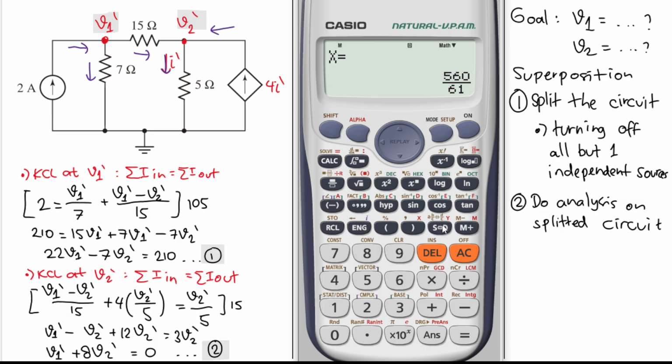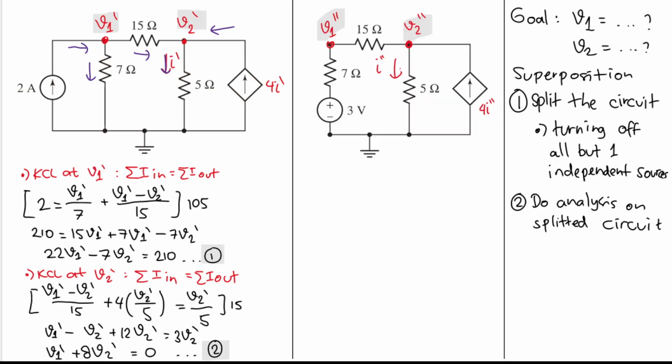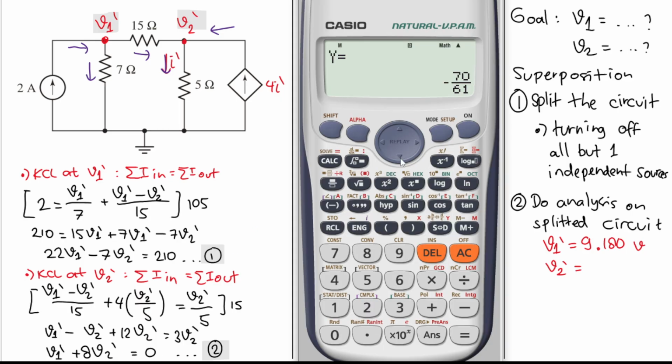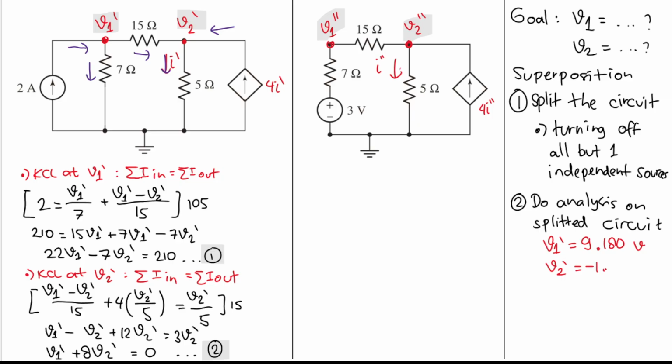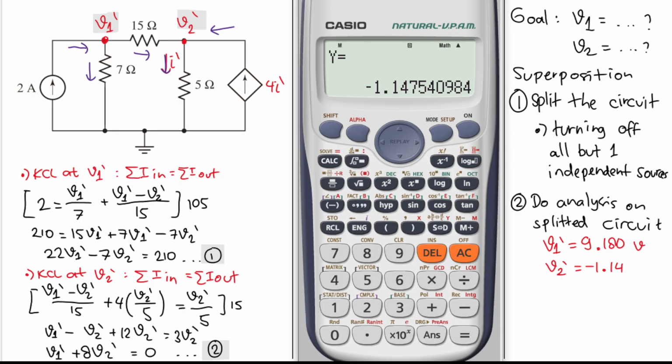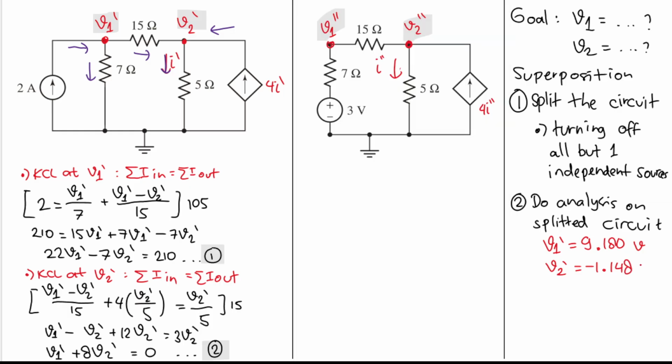Good, I will have the value of V1 prime, which is 9.180. Okay, let's do that. So we will have the value of V1 prime is equal to 9.180. And the unit here will be in volt. And what is V2 prime? V2 prime is the Y value here, which is minus 1.180 volt here. Good. And we have done analysis on this circuit here, the split circuit number 1.